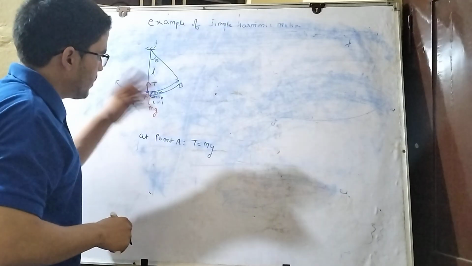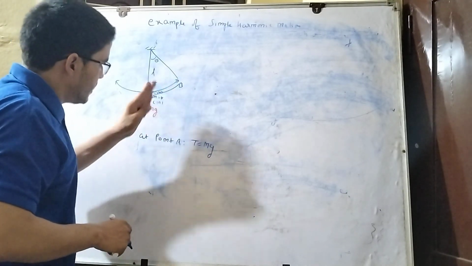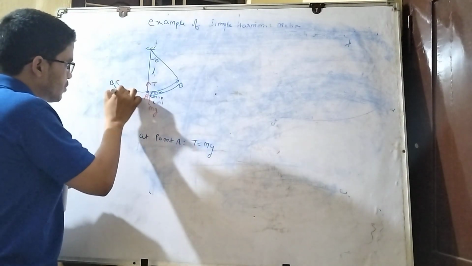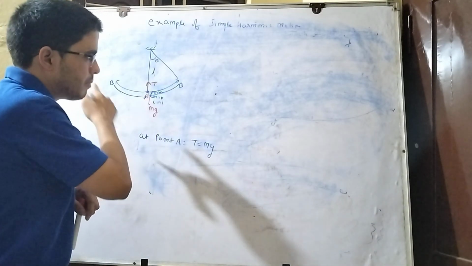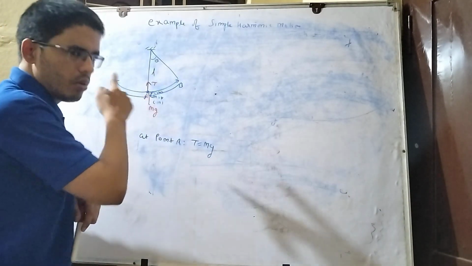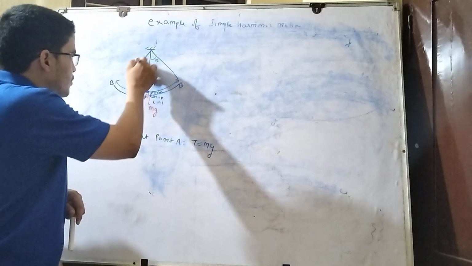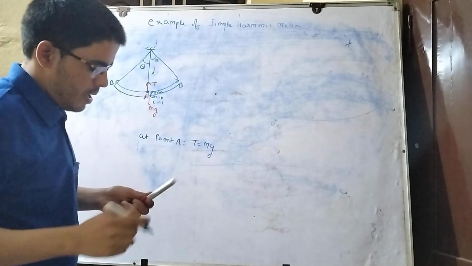Got my point? I applied force, and it goes from A to B. Further, it will come from B to A. Next, it will go from A to B here, and further it will come toward its mean. This will happen many times, not only one time. So that angle also will be theta. This angle theta, this angle theta.